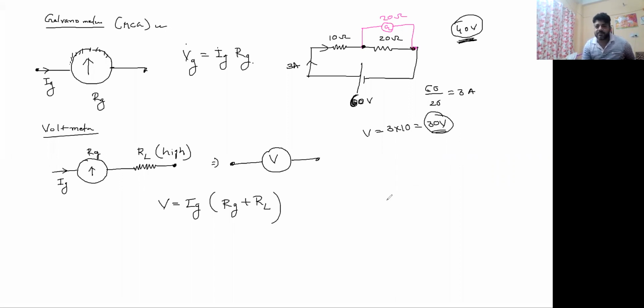Yes or no? Now make it a voltmeter. How do we make it a voltmeter? Very simple. Connect a very high resistance. How much high can you want? Suppose I am connecting here 2000 ohm. So what is the equivalent resistance?